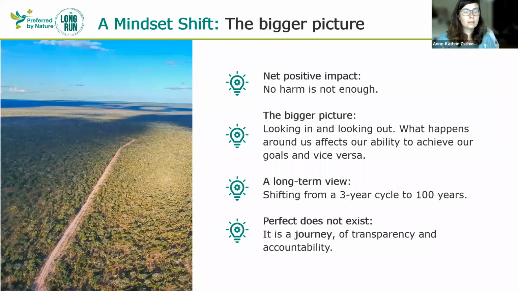The other important thing that we work with members is to really shift their mindset. We are working with the businesses to demonstrate and to make clear to everybody, and we know this already, that no harm is just no good anymore. We need to have a positive impact in everything that we do. So let's try to understand where we are now, but also where do we want to go?